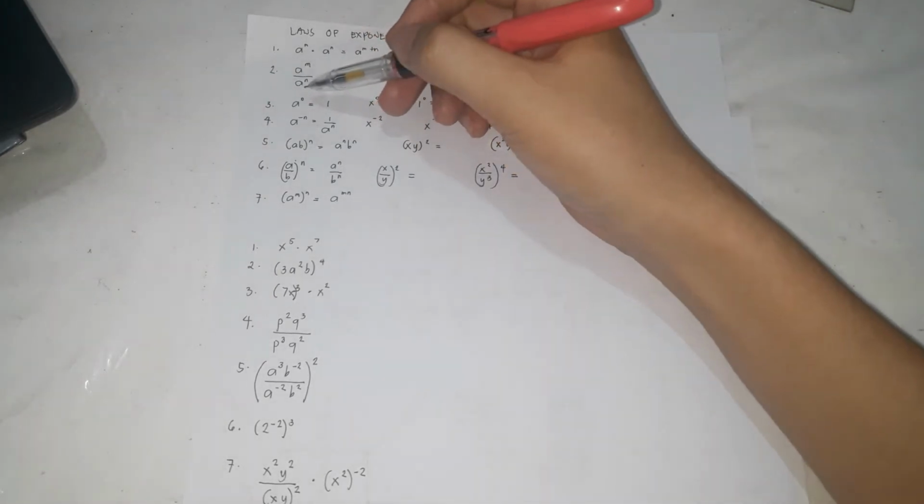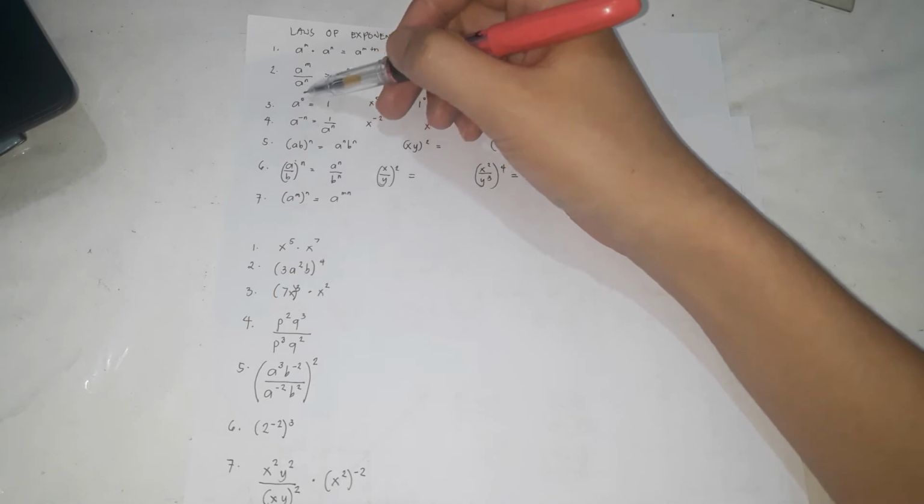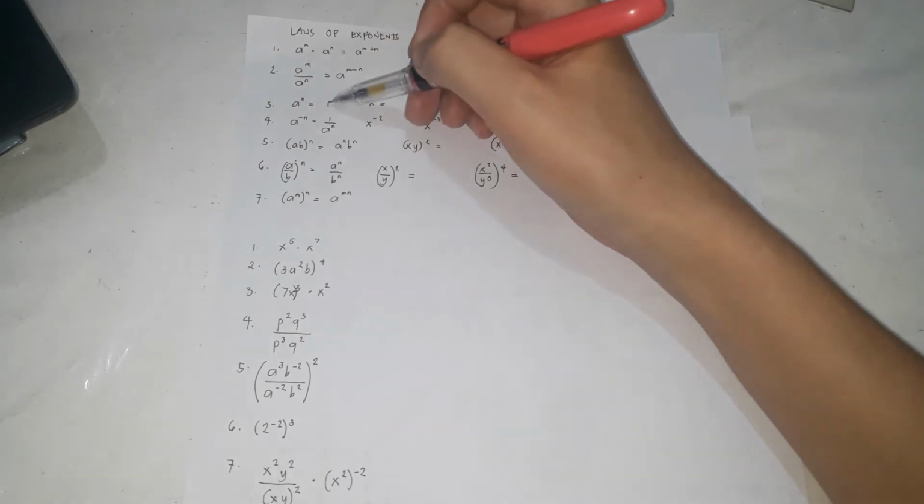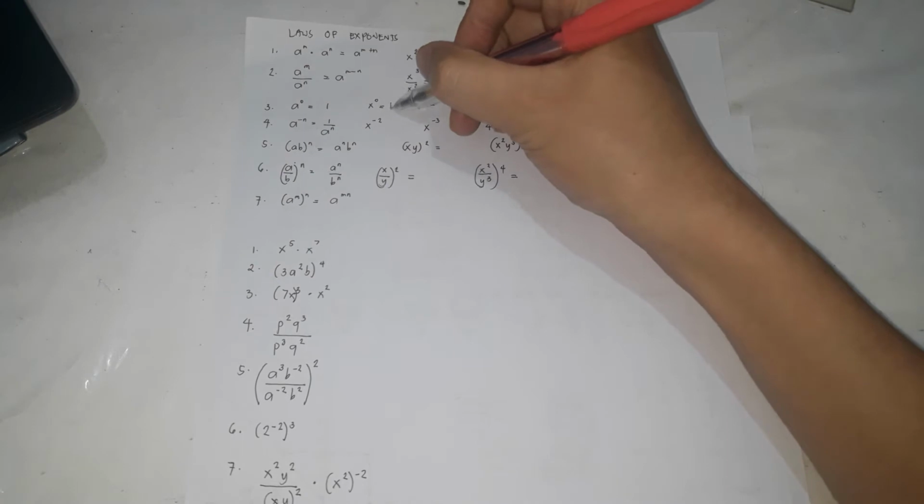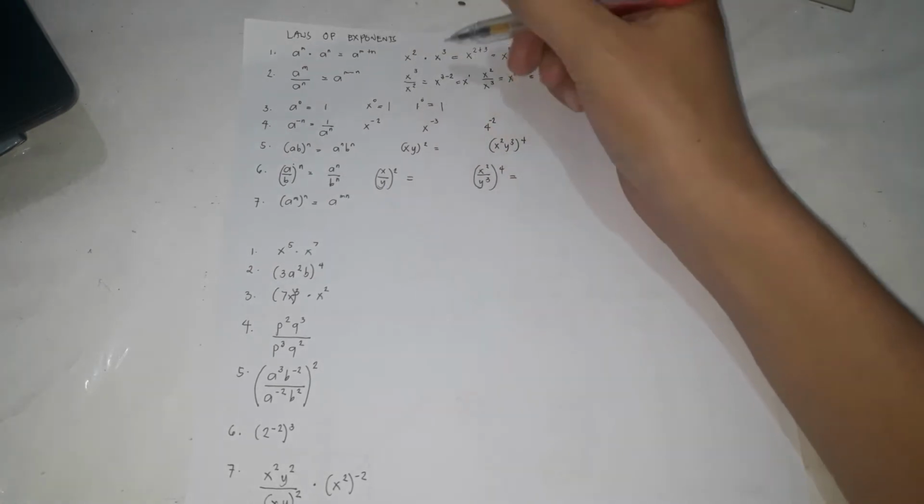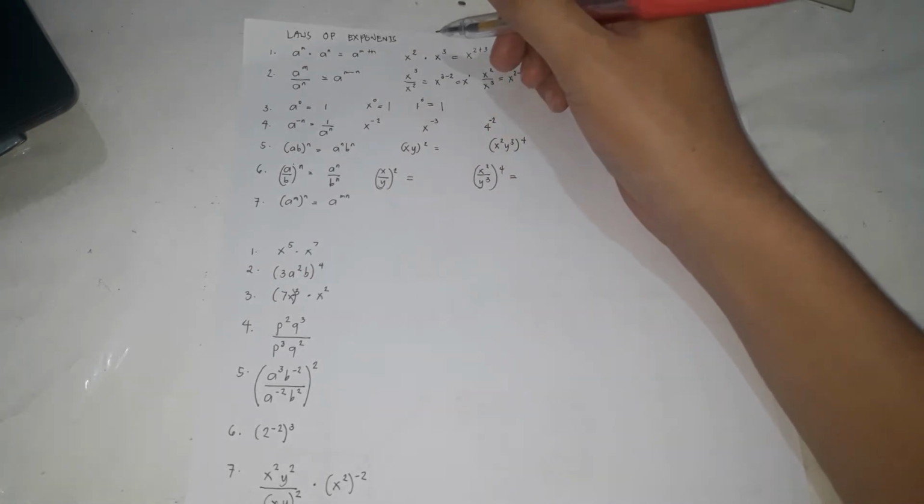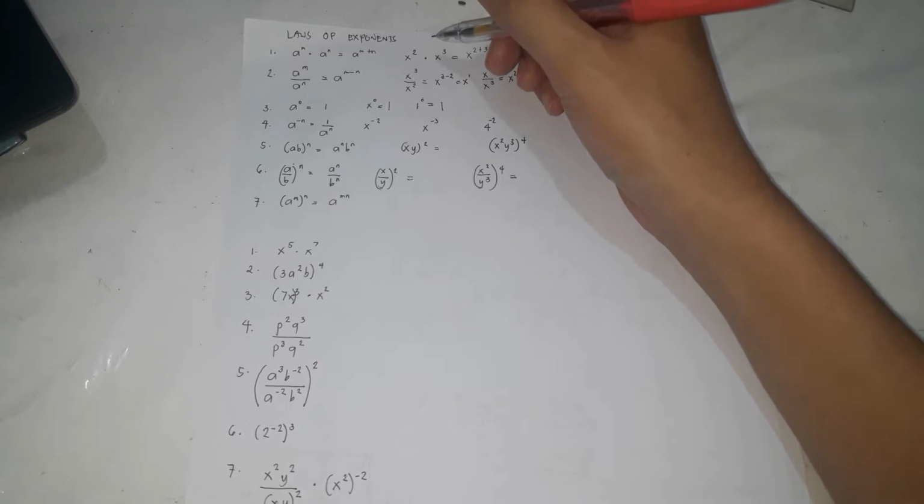Next, any number whose exponent is 0 is equal to 1. So x^0 is 1. 1^0 is 1. As long as the exponent is 0, it's always equal to 1.